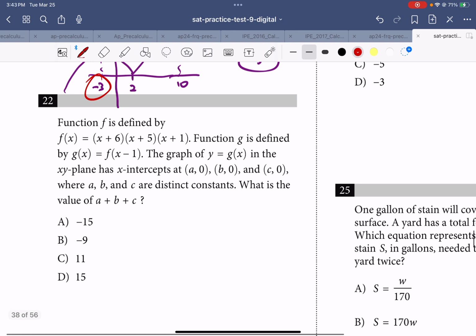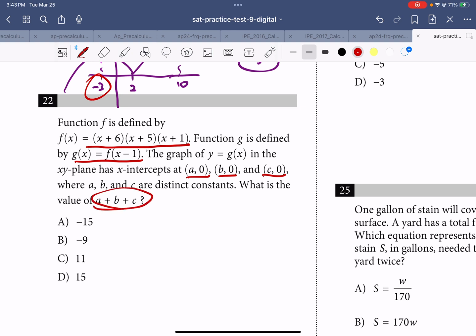Number 22, function f is defined like this, okay? The function g is defined by this. So translate 1 unit to the right, okay? x minus 1. So y equals g of x in the xy plane has x-intercepts a, b, c, and those are distinct constants. Then what is the sum of their x-intercepts?